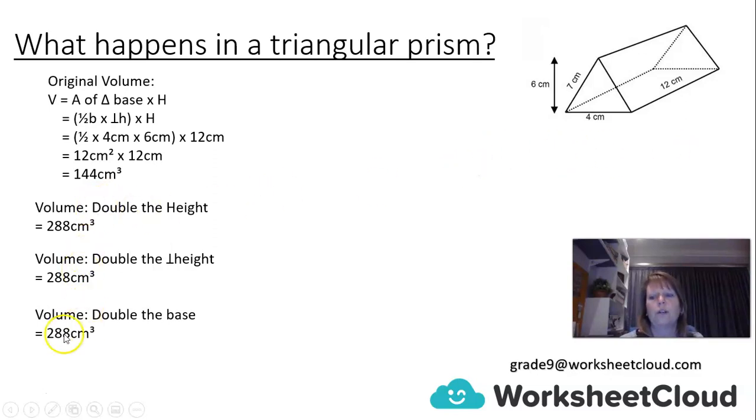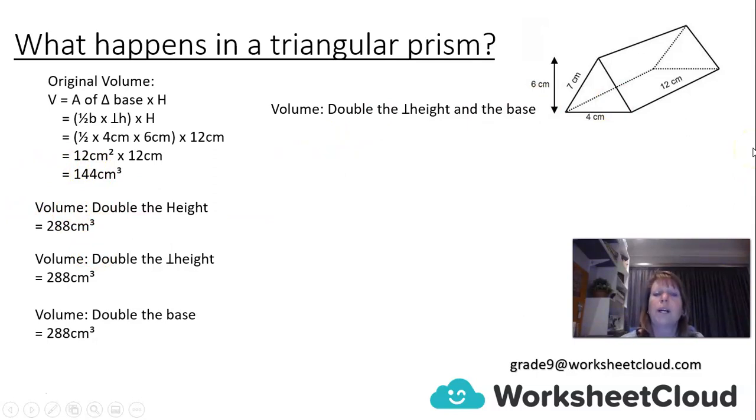Can you see all of these are exactly the same? So basically, when we double one of the measurements, we end up with the same volume. Okay, but we are now going to double the perpendicular height and the base. I'm sure you can already work out the ratio between these, but we will go over that later.